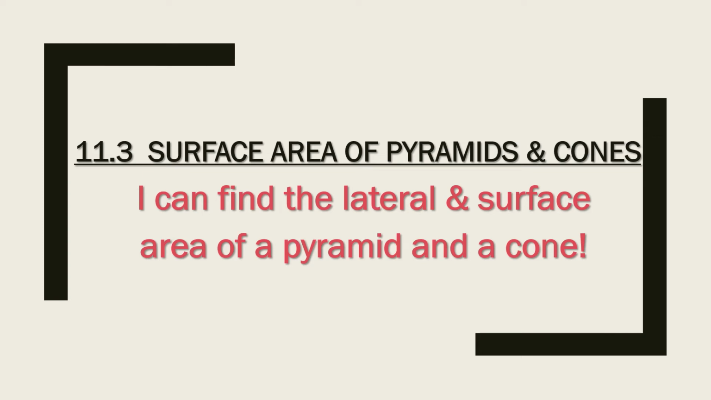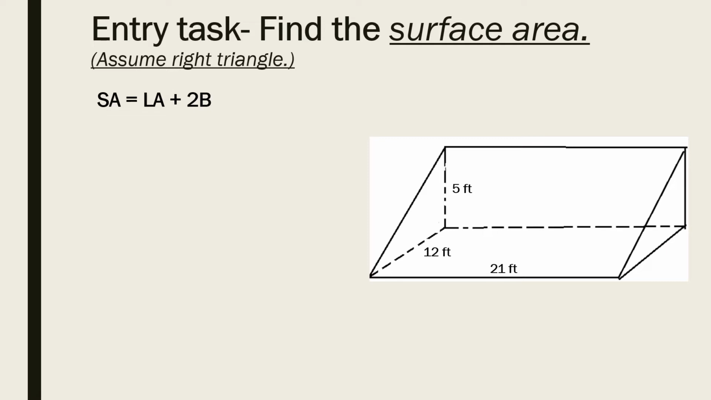All right, so yesterday we focused on prisms and cylinders. Today we're going to focus on pyramids and cones and finding lateral and surface areas of those. Your entry task, and again, this is just kind of review, so I would encourage you to pause this and try it out yourself, is to find the surface area of this prism that's right here. We're going to assume that this is a right triangle right here.